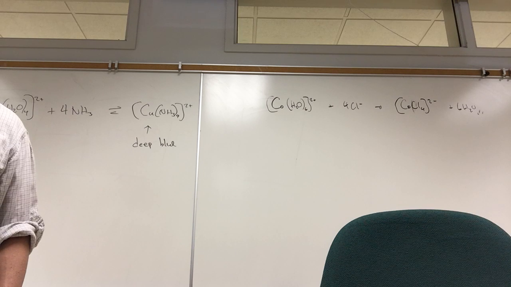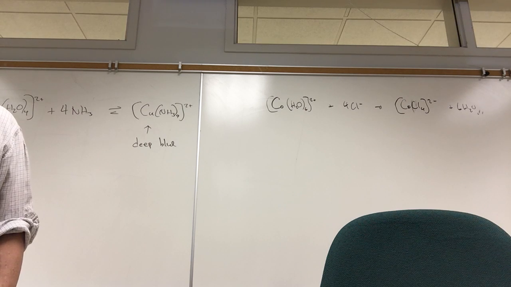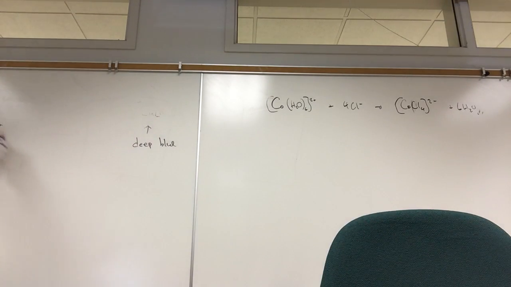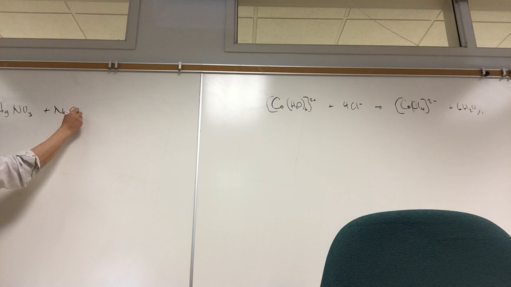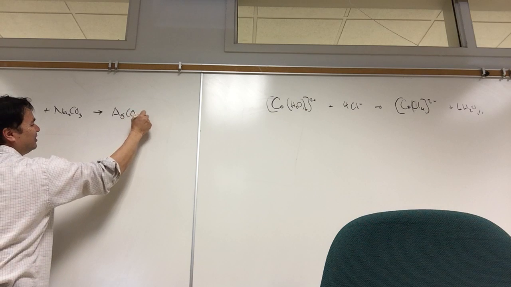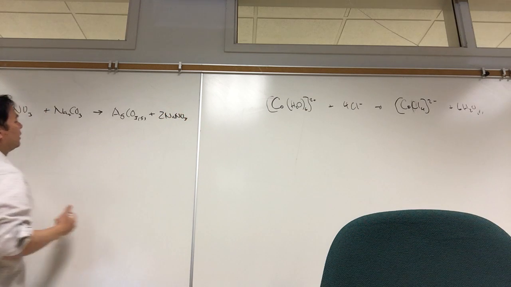Is that it? Okay, then what's next? Sodium carbonate and silver nitrate. Yeah, okay. What does that form? Silver carbonate. Okay, so if we're taking silver nitrate and sodium carbonate, this will need two of these. This forms silver carbonate, which should be a precipitate, and two sodium nitrates. All right, so this is just precipitation.